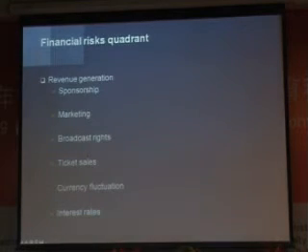So the first quadrant of risk is financial. So we have to protect the revenue of the event, which are sponsorship, marketing, broadcast rights, ticket sales, but also we have to protect this revenue against currency fluctuation and interest rates. To give you an example, in Nagano 1998, they received all the revenue in dollars, and they made all the expenses in yen. During one night, something happened in the world, and the dollar lost something like 30% in one night.